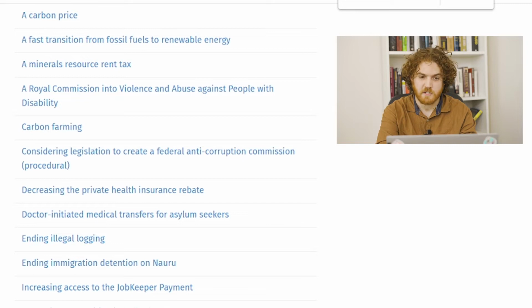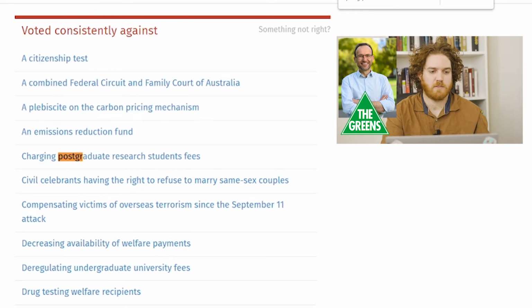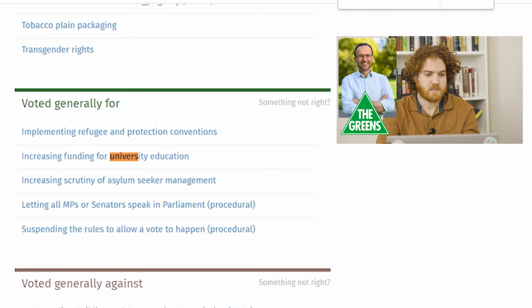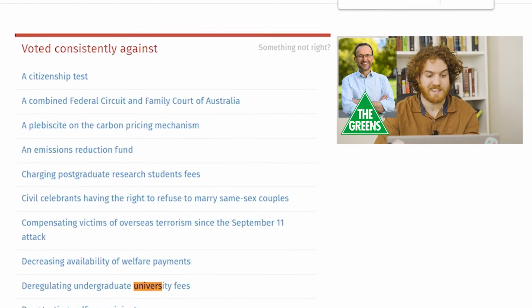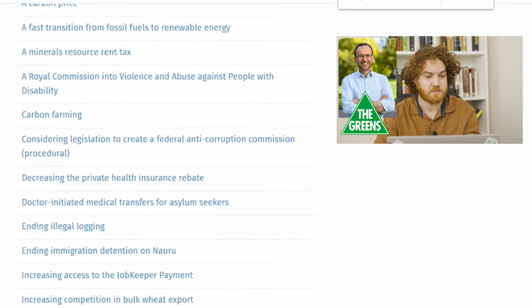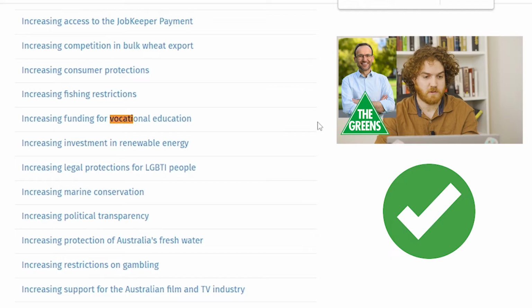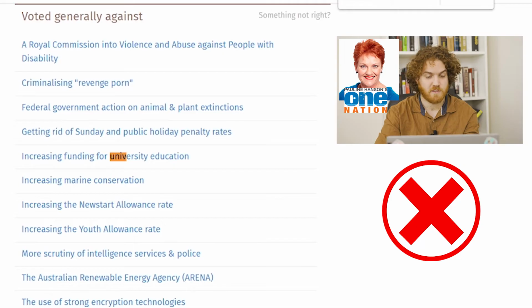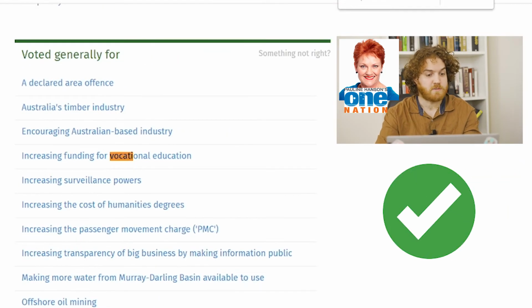Let's go on to education. Adam Bandt, Greens, has voted consistently against charging postgraduate research students fees. He has voted generally for increasing funding for university education, and voted consistently against deregulating undergraduate university fees. He has also voted consistently for increasing funding for vocational education. Pauline Hanson has voted generally against increasing funding for university education, voted generally for increasing funding for vocational education, and also voted generally for increasing the cost of humanities degrees.